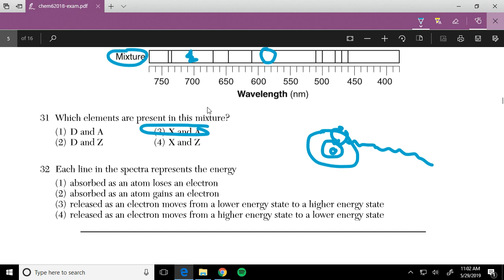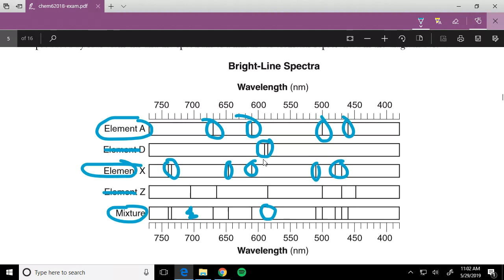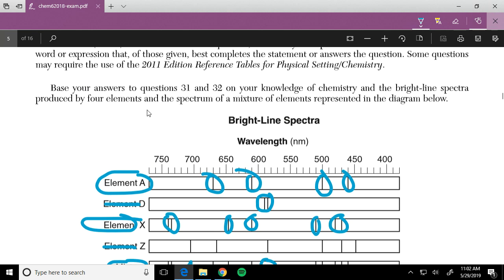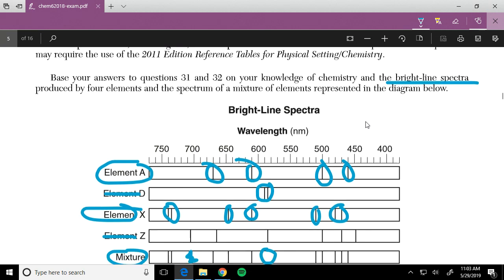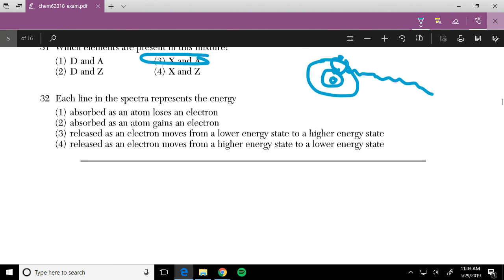So this spectra is, let's make sure it's the right spectra, bright line spectra. Okay, it's not absorption, it's bright line spectra. So it is definitely going to be released. It's not absorbed. This is the light that I'm seeing that comes off when it falls back to ground. Okay, so the energy released when an electron moves from a lower to a higher energy state, that doesn't make sense. Energy is absorbed to make it jump up. So 3 doesn't make any sense.